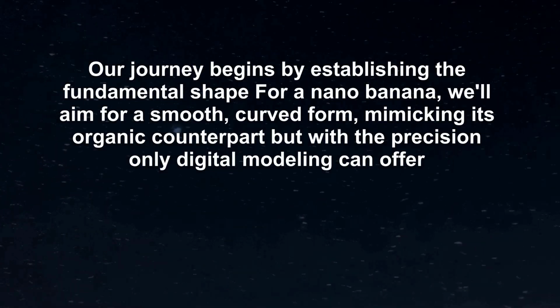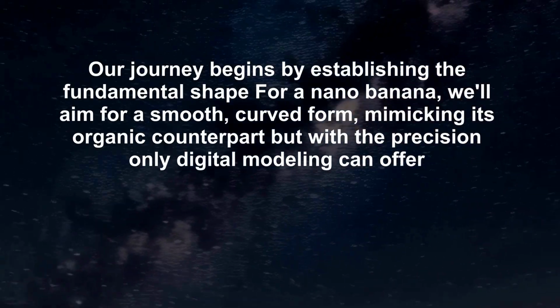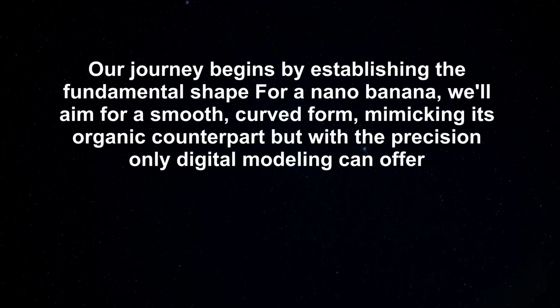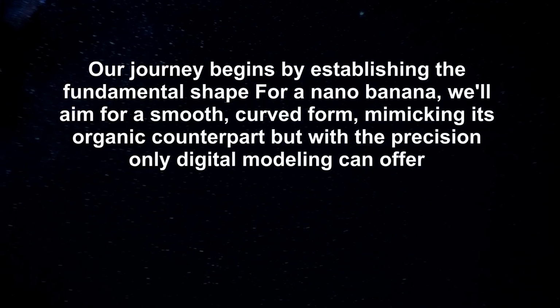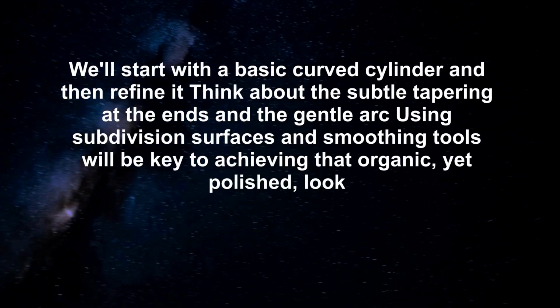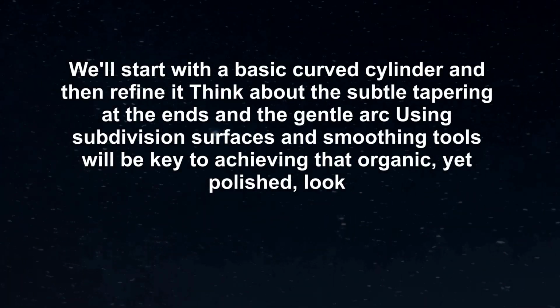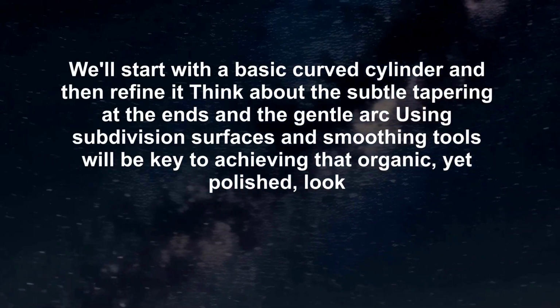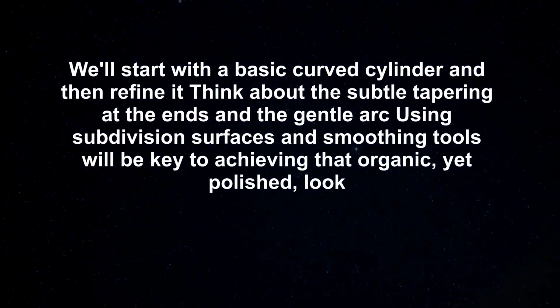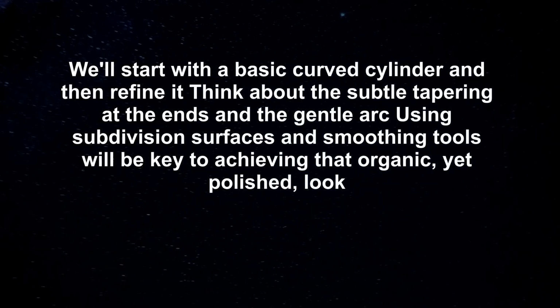Our journey begins by establishing the fundamental shape for a nano banana. We'll aim for a smooth, curved form, mimicking its organic counterpart, but with the precision only digital modeling can offer. We'll start with a basic curved cylinder, and then refine it. Think about the subtle tapering at the ends, and the gentle arc. Using subdivision surfaces and smoothing tools will be key to achieving that organic, yet polished, look.